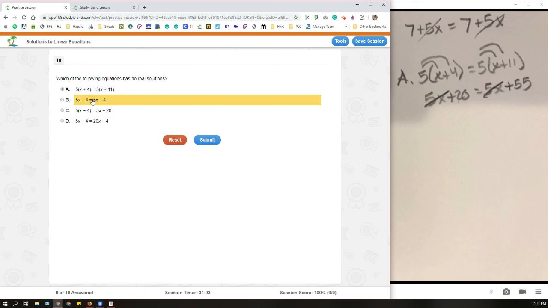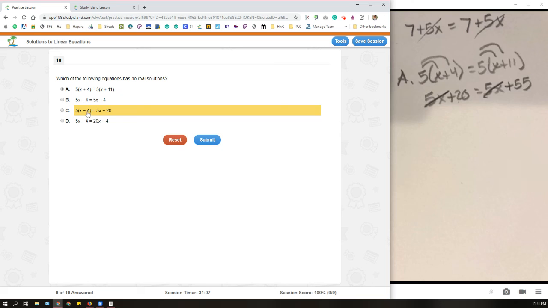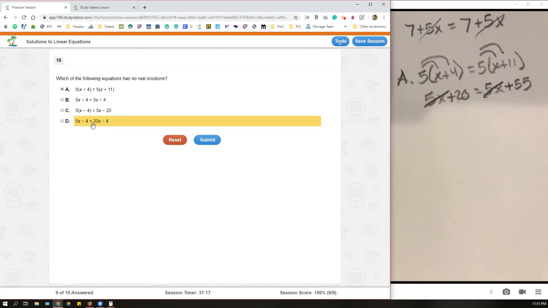B is exactly the same on both sides, so that's infinite solutions. C will also end up being exactly the same on both sides because 5 times x is 5x, and 5 times negative 4 would be negative 20. So this would also be infinite solutions. And this last one would be one solution because the x's on both sides don't cancel each other out.